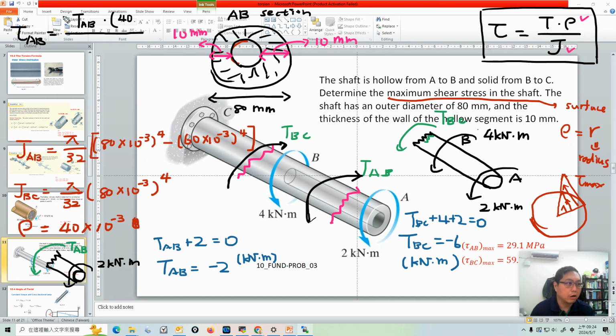Rho equal to r, the radius, times 10 to the power minus 3, divided by the polar moment of area of the AB section. So for the AB section, we just calculate this. We didn't give the numbers, but we can just copy this.